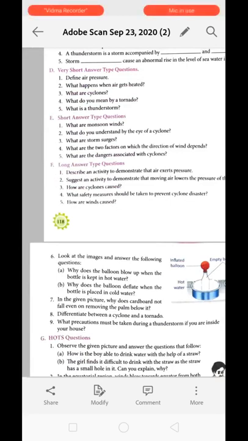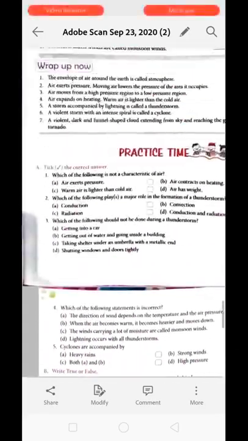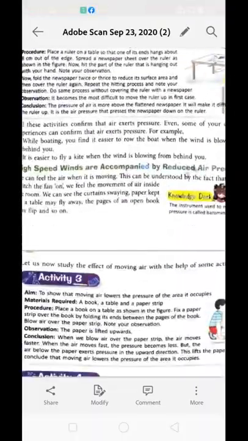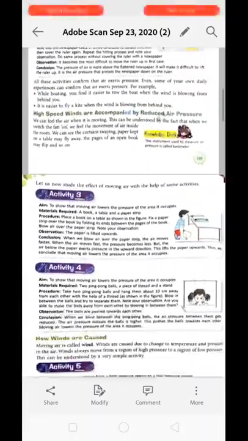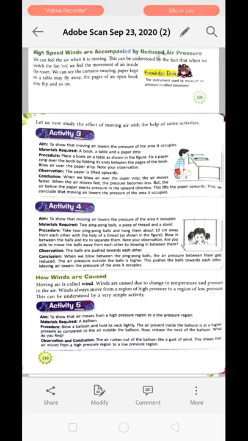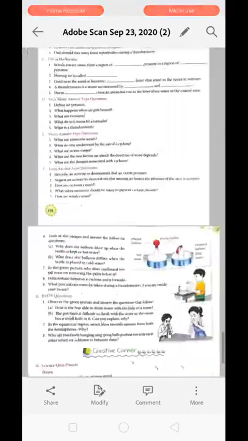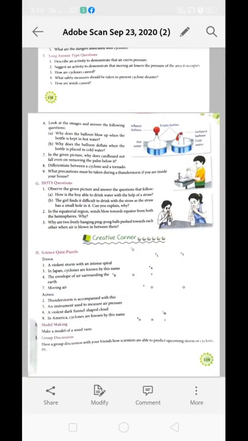Next is a long answer type of question. Describe an activity to demonstrate that air exerts pressure. For that you can write either activity 1 or activity 2. To prove this you can write activity 1 or 2. Understood? Activity 1 or 2 can be written for the answer of the first long question.